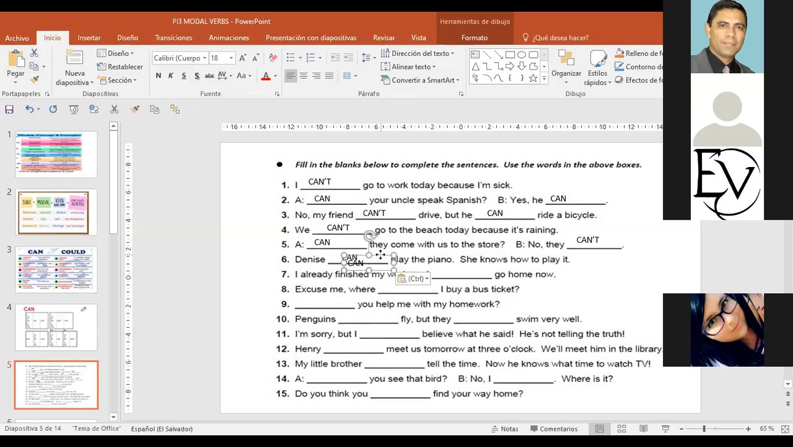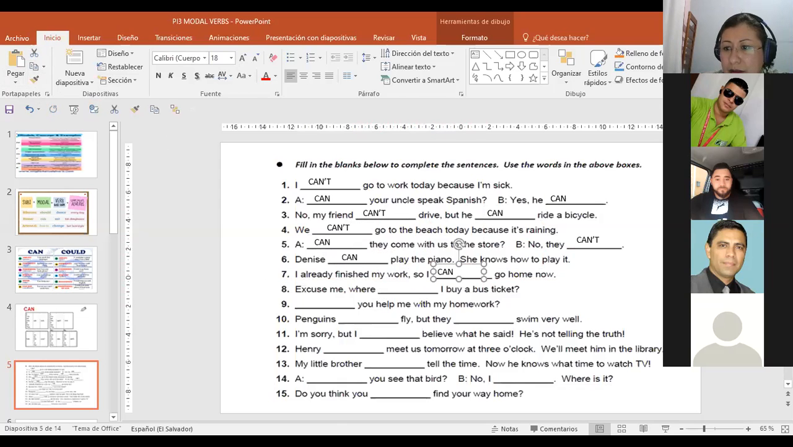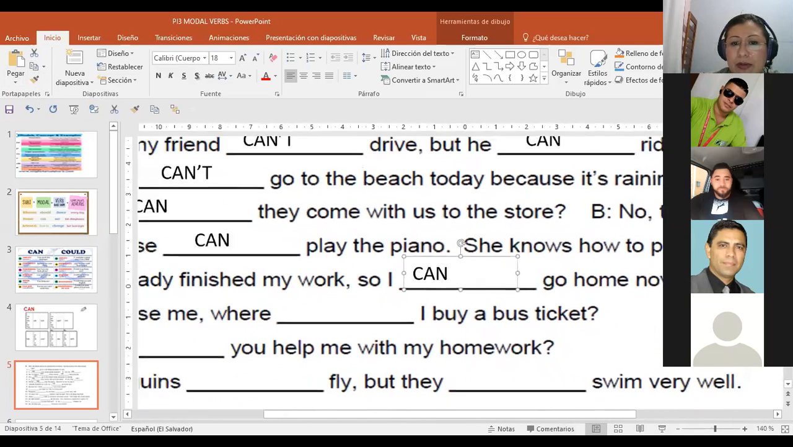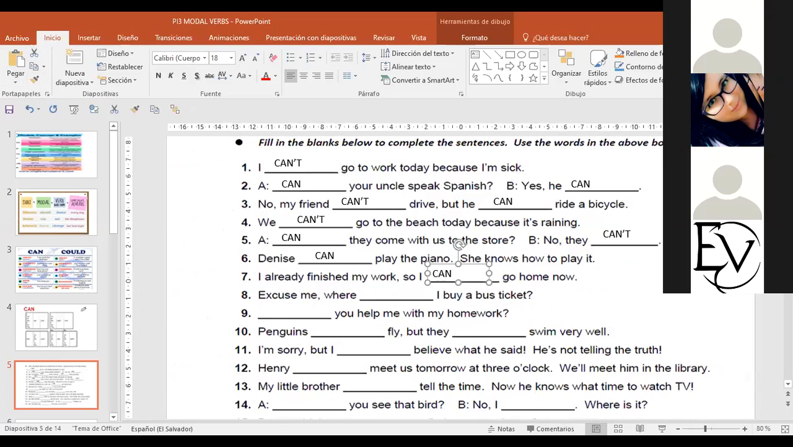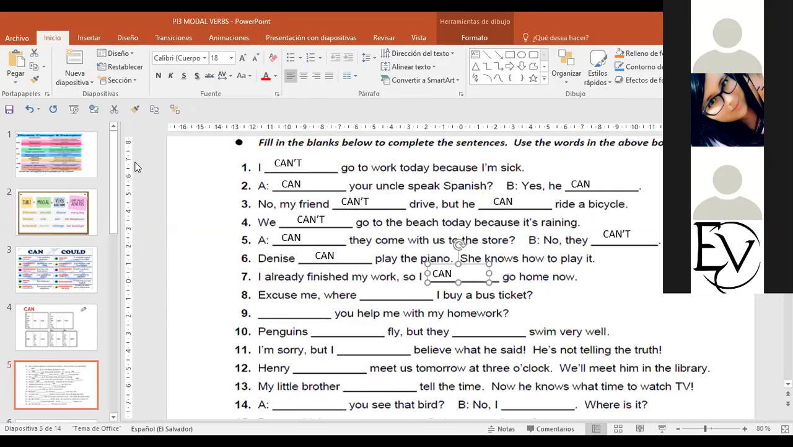Another volunteer? Let's see. Oops, sorry, Arnold already participated, I remember. Okay, so I think that all of you participated. Elizabeth? Are you there, my dear Elizabeth? Yes, teacher. Okay, would you like to try number seven? I already finished my work, so I can go home now. Very good. Yes, you can. You are allowed to go. Thank you, Elizabeth. Juan Carlos Garcia.